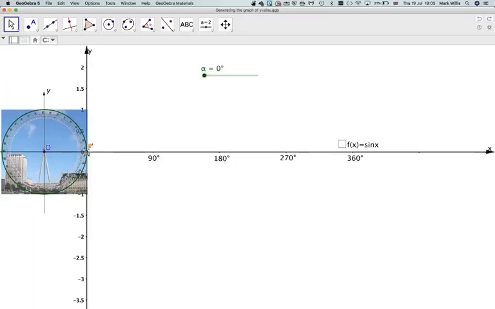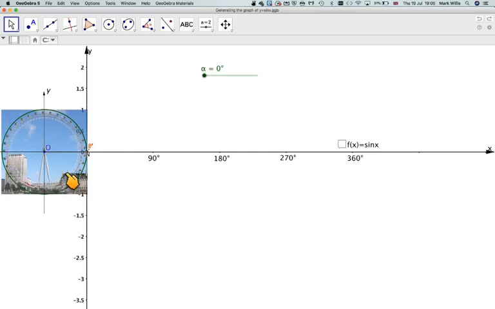Hi, in this video we're going to generate the graph of y is equal to sine x. So what we've got here is a set of axes, y and x, and the angles marked from 0, 90, 180, 270 to 360. Now here we've got the London Eye, and I placed on a unit circle.